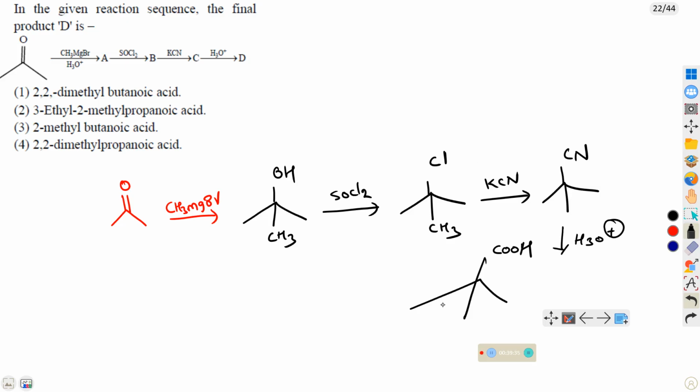What is the IUPAC name of the compound? First carbon, second carbon, third carbon: 2,2-dimethylpropanoic acid.